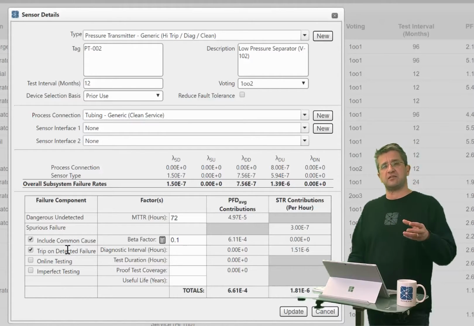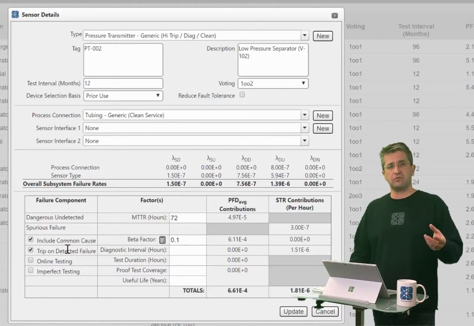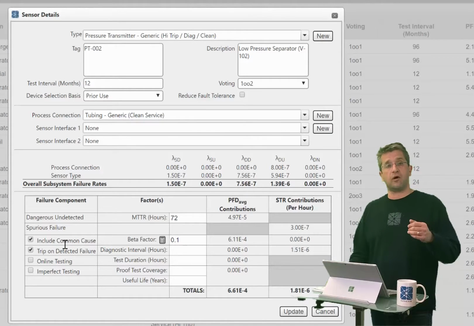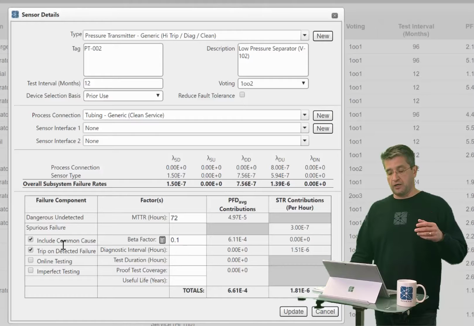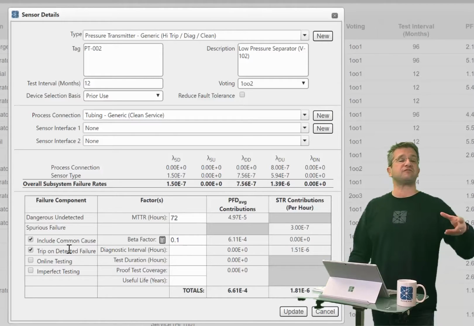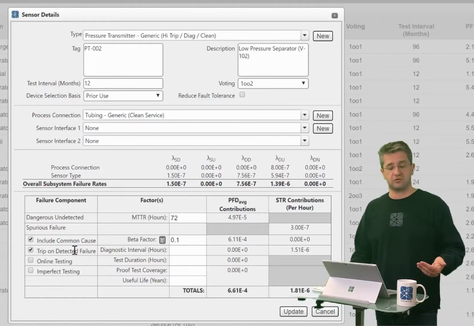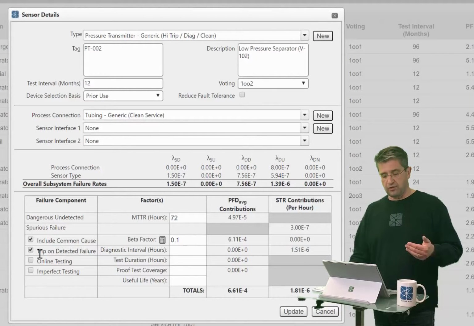So if you detect that the sensor has failed, usually by the signal going off scale low or off scale high, you know that the device has failed and that you don't have a dangerous condition. So what do you do in response to that? Well, the default is the checkbox that says trip on detected failure.